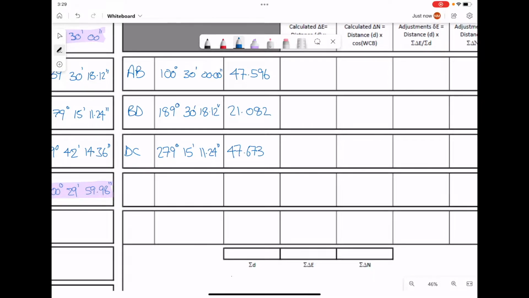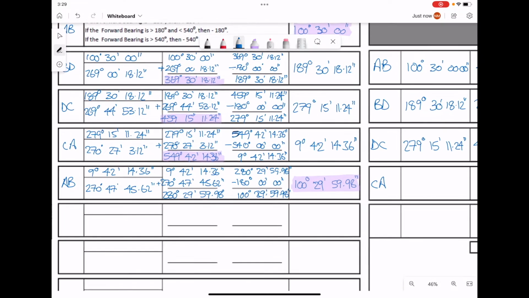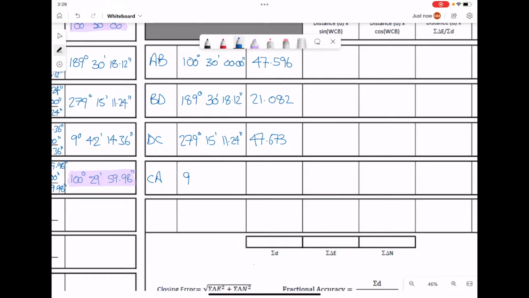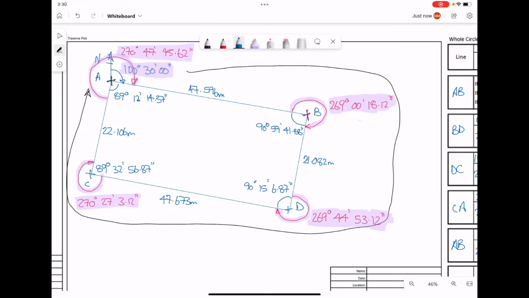And the last part in our traverse is line C to A. Here, the whole circle bearing is 9 degrees, 42 minutes, 14.36 seconds. And from the traverse plot, the distance that we had calculated is 22.106.